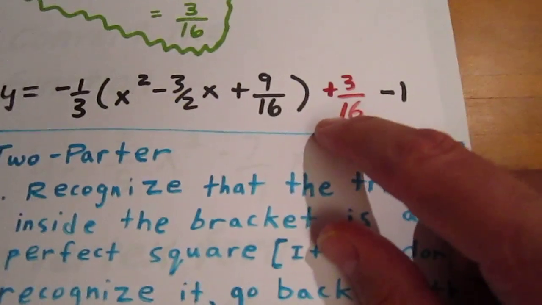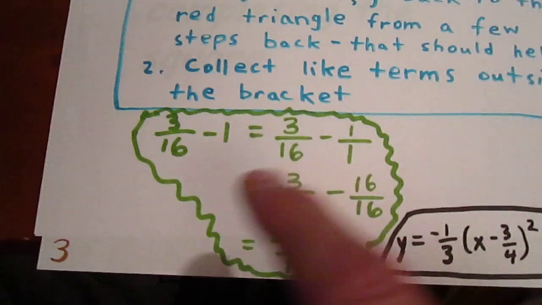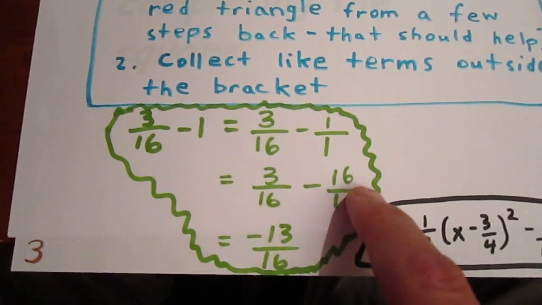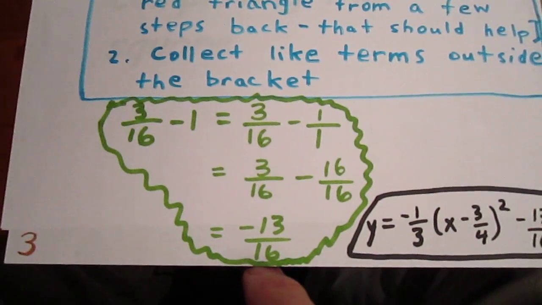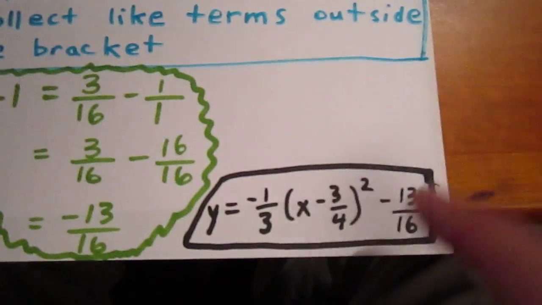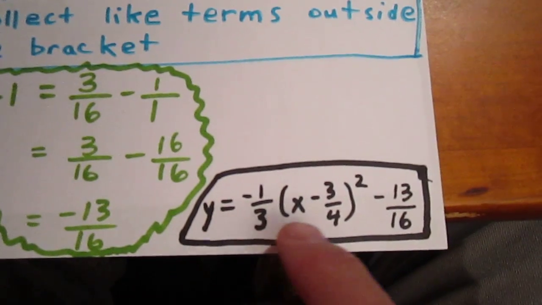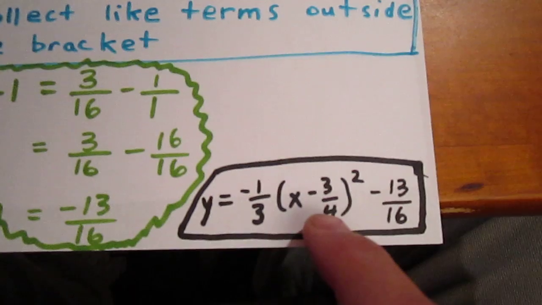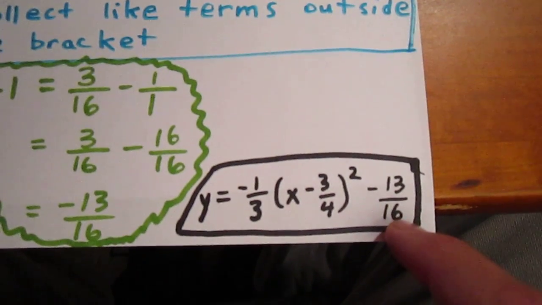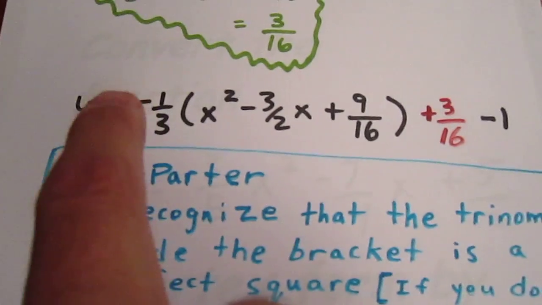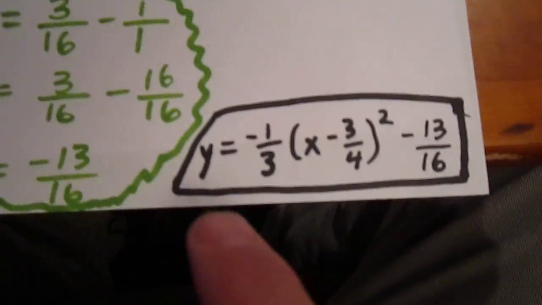We haven't done it yet, but plus 3/16 minus 1 is the same as 3/16 minus 16/16, which is negative 13/16. So what we have after everything's said and done is negative 1/3 times x minus 3/4 quantity squared minus 13/16. This becomes this.